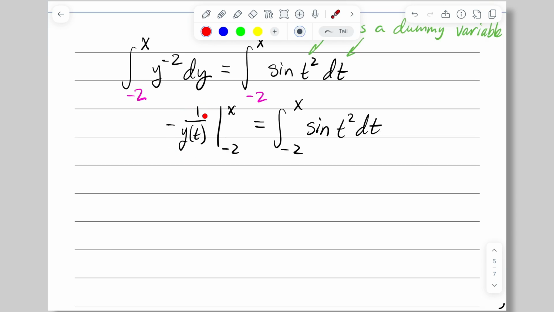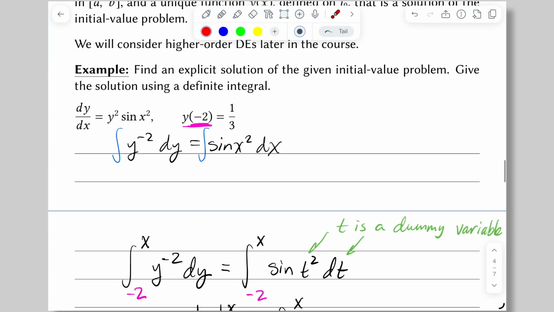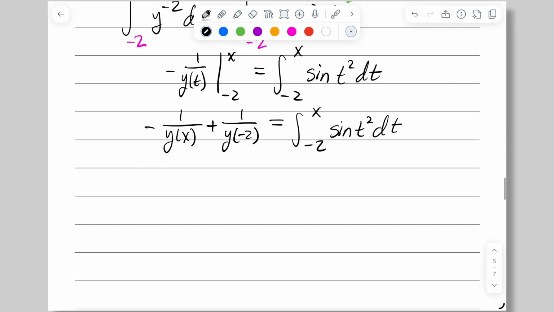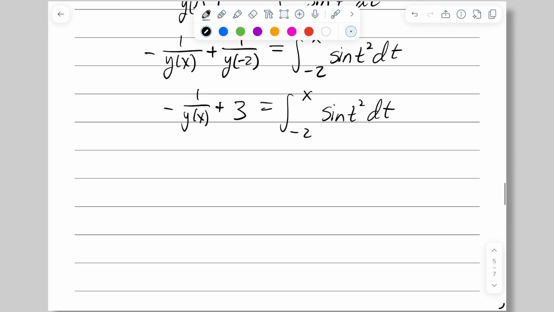Now on the left-hand side, we have negative 1 over y of t evaluated from negative 2 to x, and then again, using that fundamental theorem of calculus, I'm going to write it down as negative 1 over y of x plus 1 over y of negative 2. Right-hand side again remains unchanged. Now I don't know what y of x is, but that's okay, that's what we're solving for. We do happen to know what y of negative 2 is. That's why we used the initial condition value as the lower limit of integration. Y of negative 2 is 1/3, therefore its reciprocal is going to be 3. And the right-hand side remains unchanged.